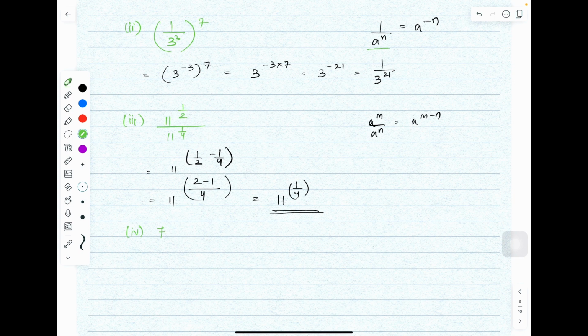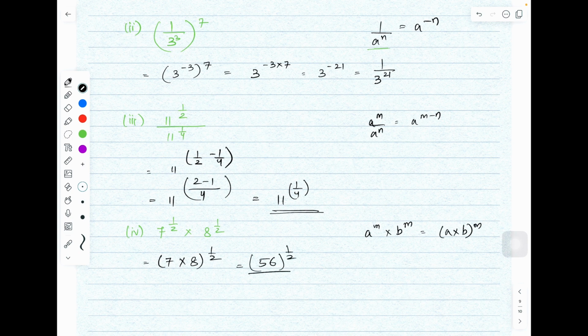7 to the power 1 by 2 into 8 to the power 1 by 2. This is same, a to the power n into b to the power n equals, we know we have to multiply the bases here. If the power is same, base is different and it is in multiplication, you have to multiply the bases. This is 7 into 8 to the power 1 by 2. That is, this is 56 to the power 1 by 2. This is the answer. Okay.